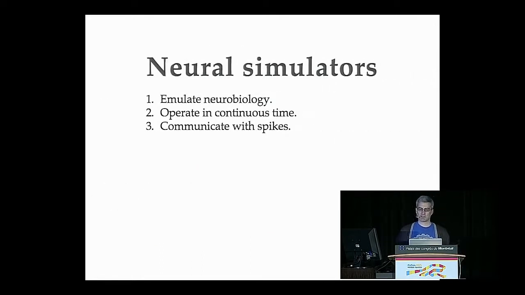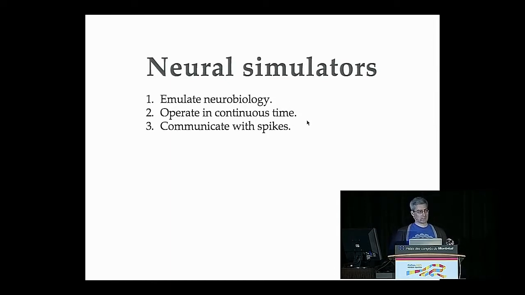So the types of software that I'm going to tell you about today are called neural simulators. There's three very important features of neural simulators that I'm going to talk about. The first is that they attempt to emulate neural biology at some level of abstraction. And as a consequence of emulating neural biology, they operate in continuous time and they communicate with spikes. So I'll talk a bit about what that means shortly.